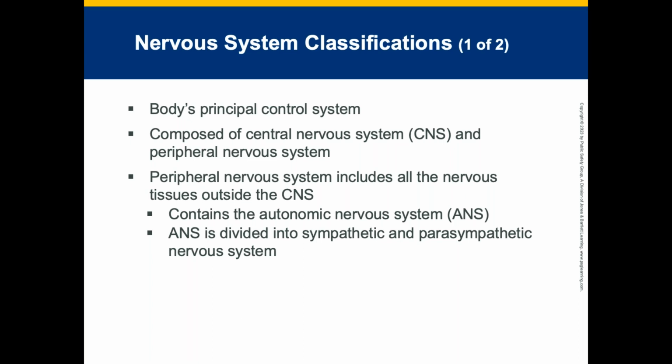The peripheral nervous system contains the autonomic nervous system, what they call the ANS. This controls the automatic and involuntary functions, and it is divided into two systems, the sympathetic and parasympathetic nervous systems. The sympathetic nervous system is responsible for the body's response to shock or stress, what they call fight or flight.